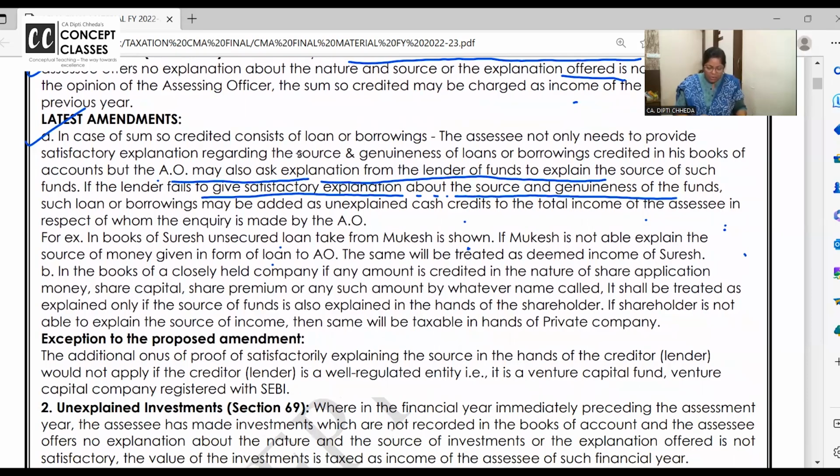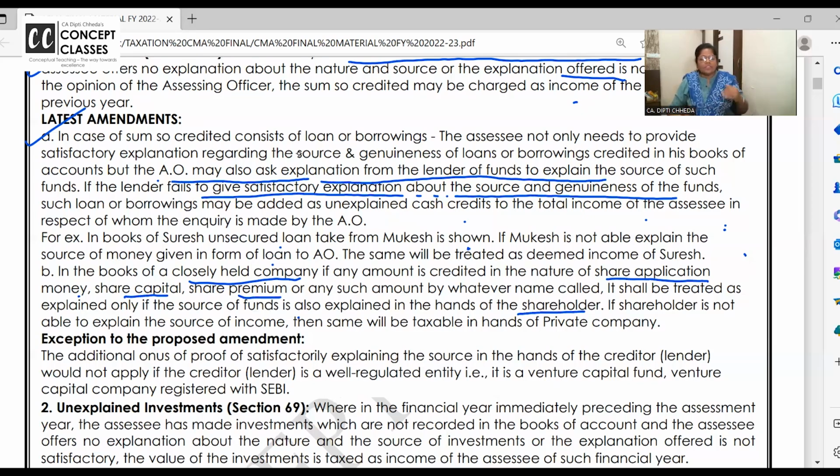This is the case for a closely held company. Now see, closely held company is a hi-fi name for a private company. If any amount is credited in the nature of share application money, share capital, or share premium, it shall be treated as explained only if the source of funds is explained in the hands of the shareholder. See, you all know in a private company very limited people are there. It's not like a public company where shares are being freely traded in the secondary market. So in a private company, the shareholders are there.